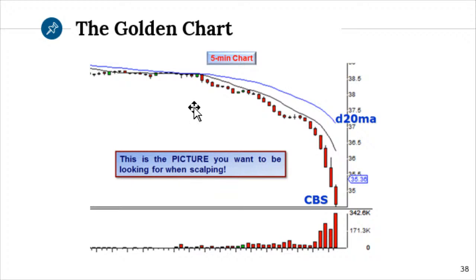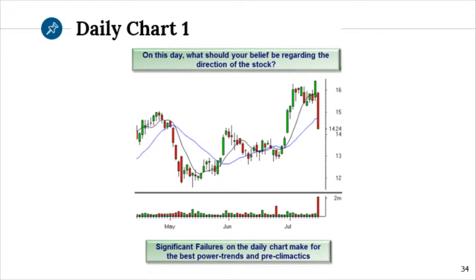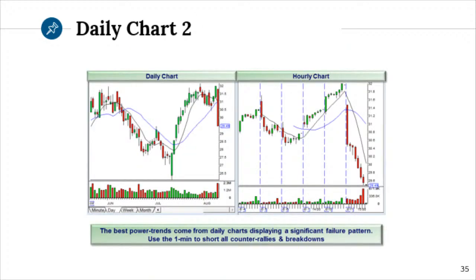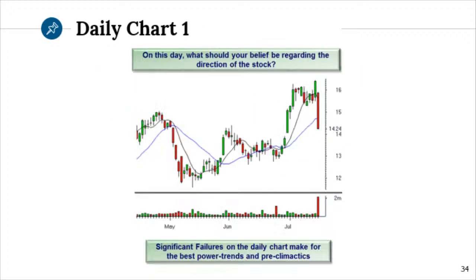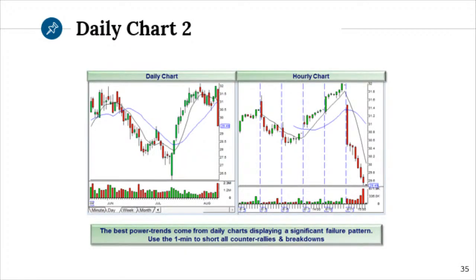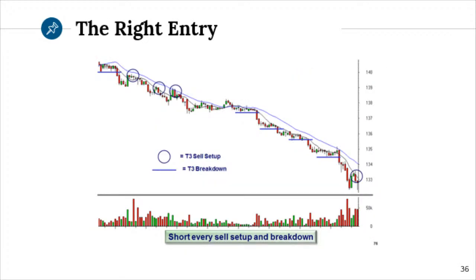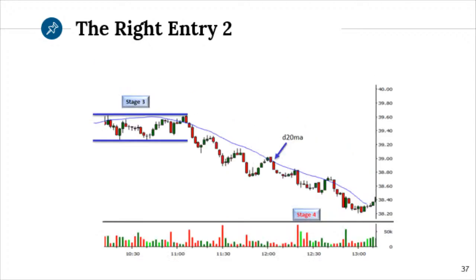Now, you're not going to find charts like these unless you begin with a daily chart that's really bearish, such as this kind of chart. A gap down after a breakout the previous day, right? Significant failures on the daily chart make for the best power trends. Or that chart, very similar, not the same stock, but very similar. So those are the failure patterns on the daily or gaps on the daily. Those make for the best unidirectional trends that you can just continuously look to scalp.